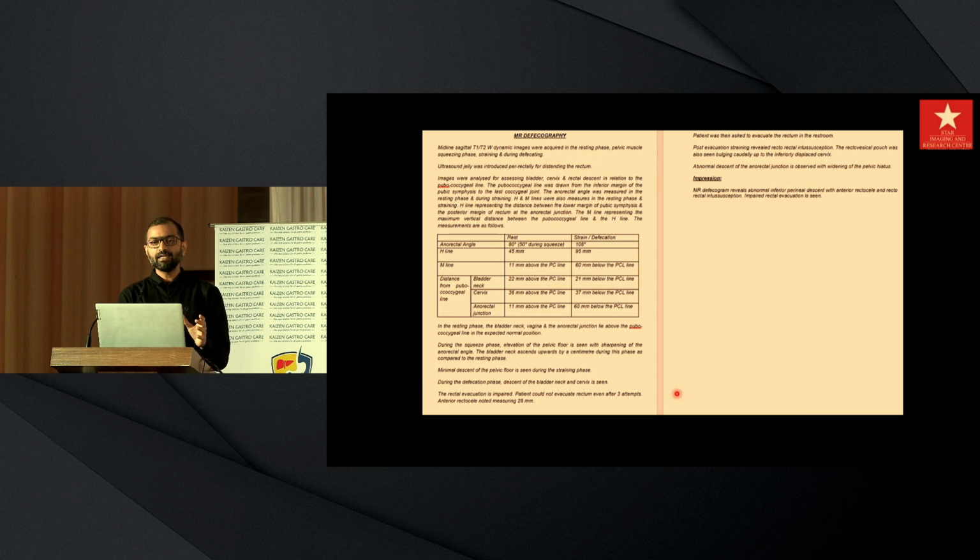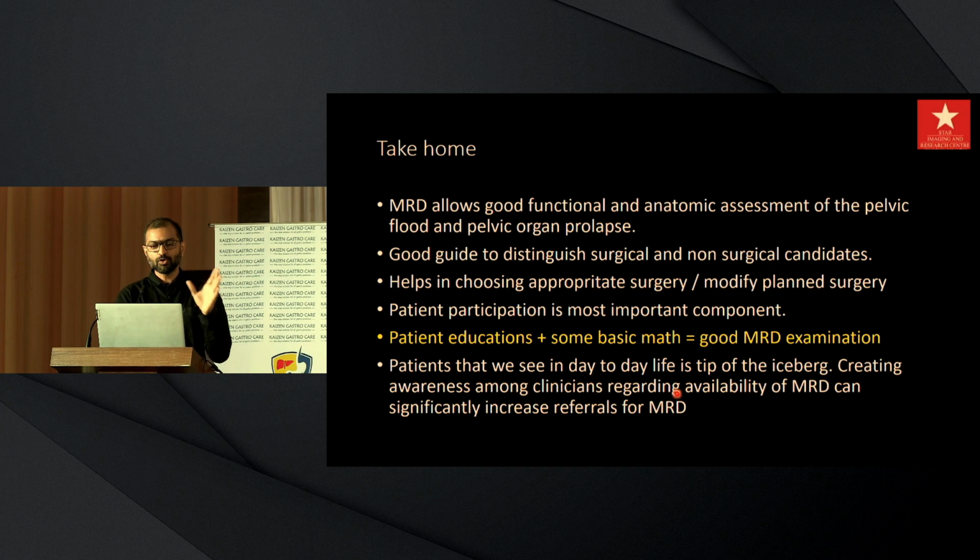The H line is the hiatus line that we draw from the inferior margin of the pubic symphysis to the anorectal junction. Up to 6 centimeters is considered to be normal, and ultimately is the M line, which is basically a perpendicular drawn from the pubococcygeal line to the anorectal junction, and it gives us a reference to what degree the anorectal junction is moving during different phases of a dynamic defecogram study. That's about it. Nothing too complex about it.